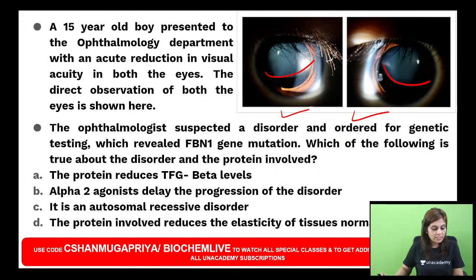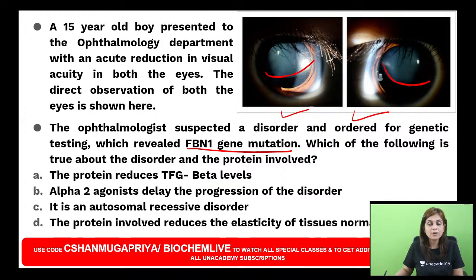So can anyone tell me what would be the most common cause of spontaneous superotemporal dislocation of lens? Yes, it is Marfan syndrome. Very good, Sai Kiran. It's Marfan syndrome. The ophthalmologist also suspected Marfan syndrome and ordered genetic testing, which revealed FBN1 gene mutation. Fibrillin gene mutation causes Marfan syndrome. Which of the following is true about the disorder and the protein involved?